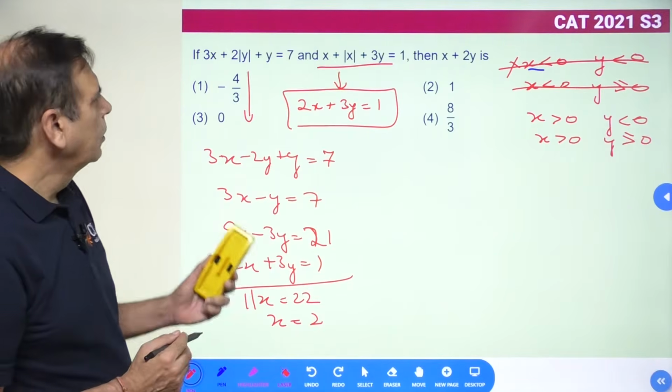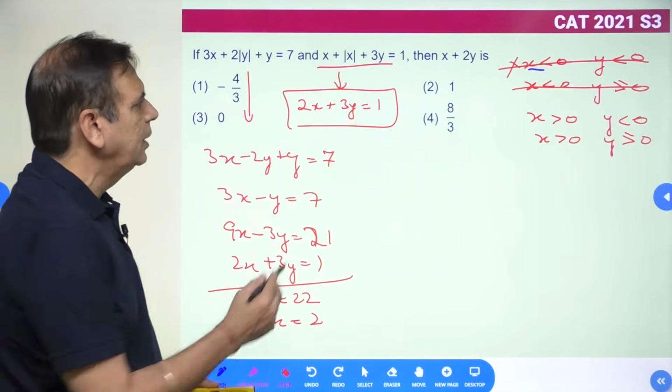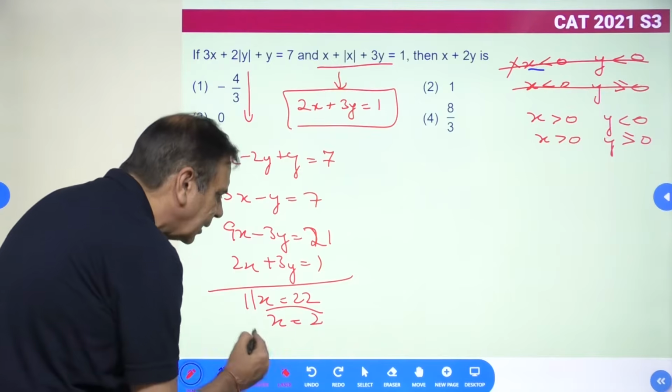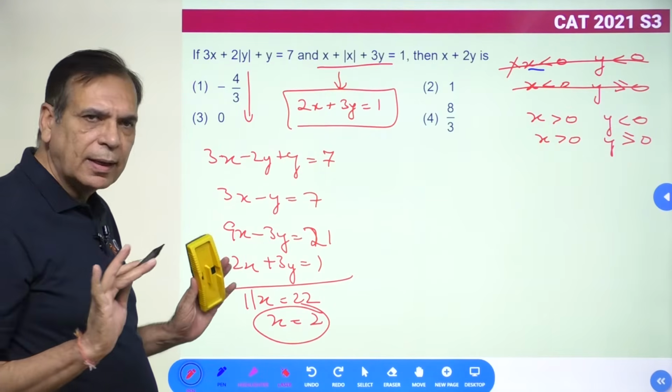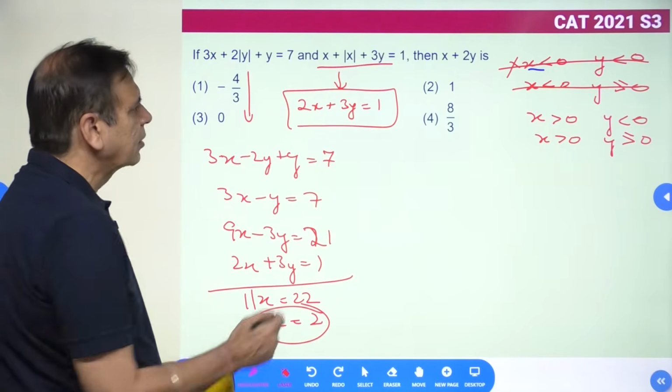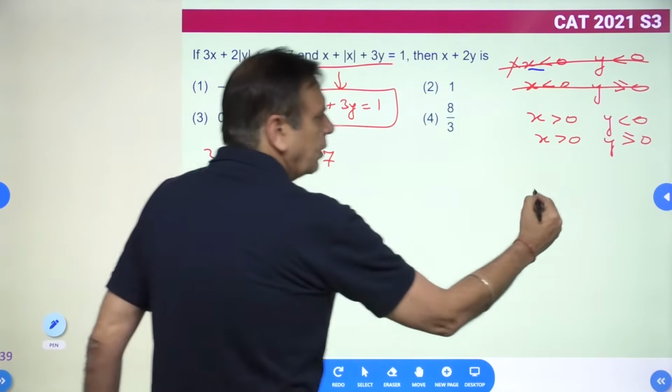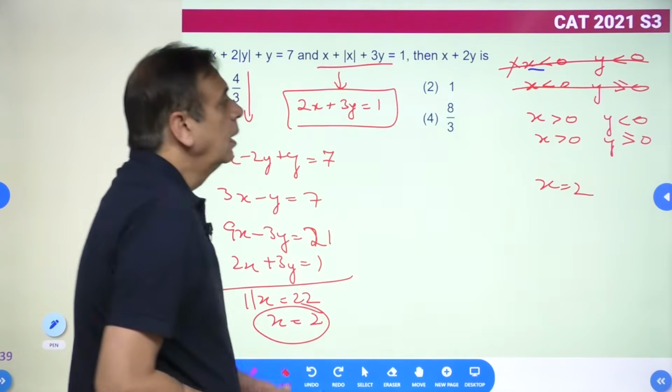So हमको क्या मिला वो? When we took the third case, which means x is greater than 0, we are getting x equal to 2. Satisfy कर दिया condition को. Now we need to find what is y. So we have found that x equal to 2 in this case.